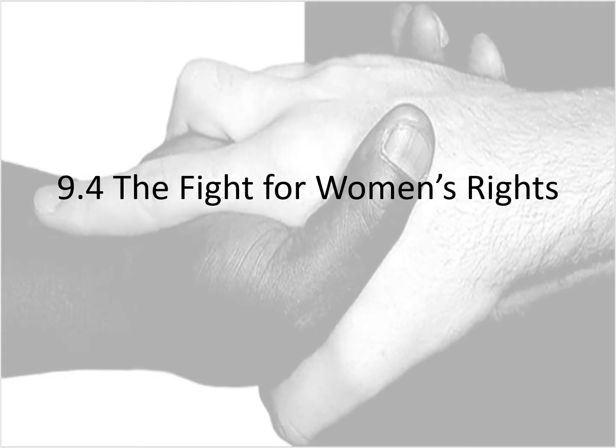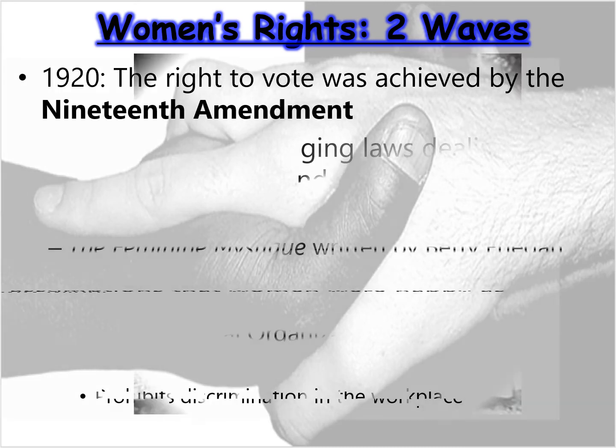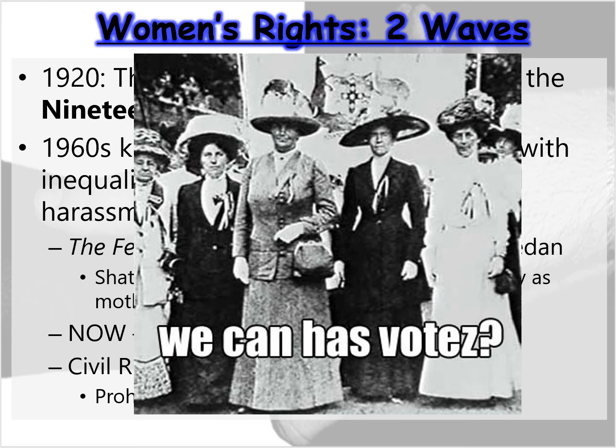Okay, let's look at the last section for civil rights, the fight for women's rights. So I want to make sure you understand that women's rights kind of came in two waves. So on your note-taking guide, in 1920, we, of course, have the 19th Amendment. And do you guys recall that? Very good. I know you all said women's suffrage. Excellent. And then in the 1960s, this is kind of the second wave, you have the feminist movement kind of kick off.